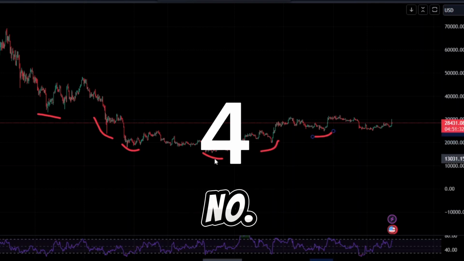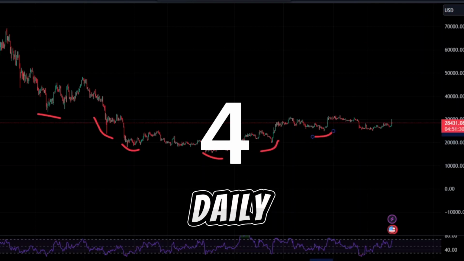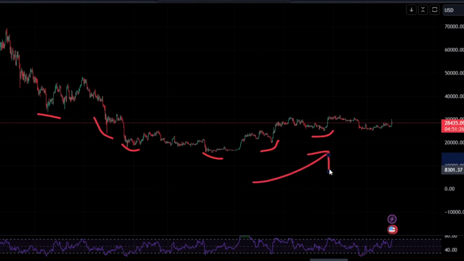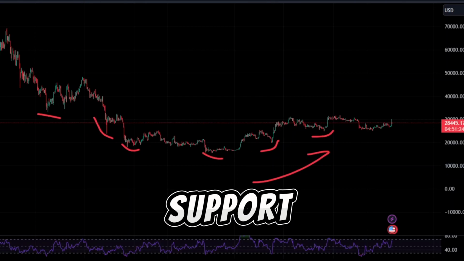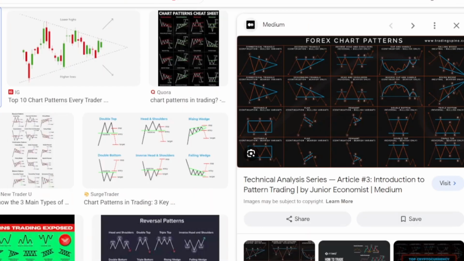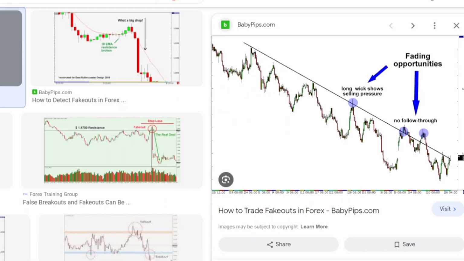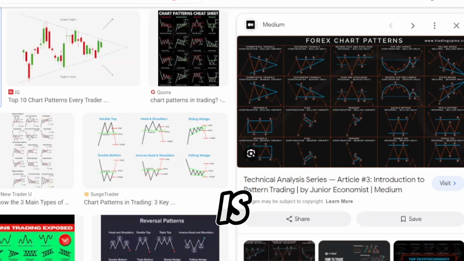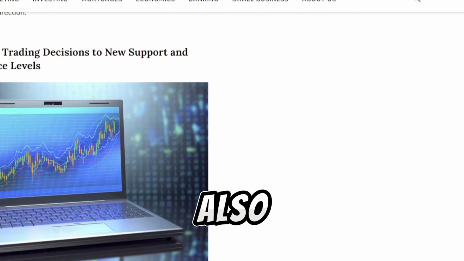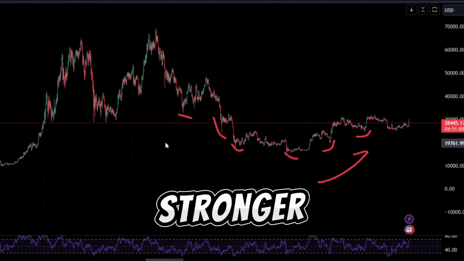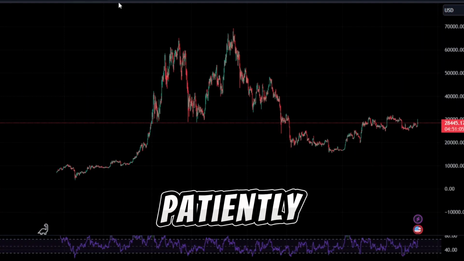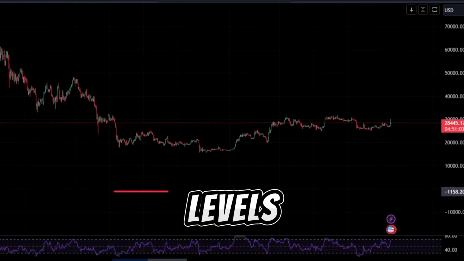Number 4. Open the monthly, weekly and daily charts and search for major support levels and major resistance levels. Learning support and resistance is the basics of technical analysis. Major or strong support means the risk you buy and lose money is way lower than in most areas of the chart. It also means that the buyers are way stronger in that area than the sellers. Smart money are mostly waiting patiently for those kinds of price levels.